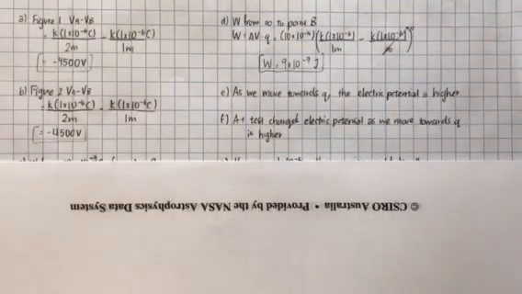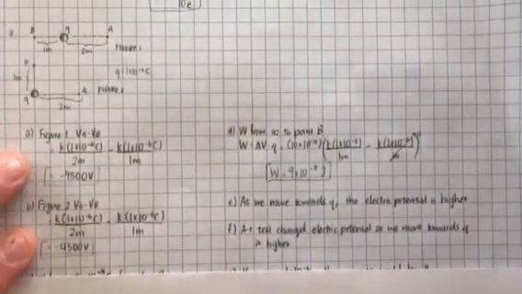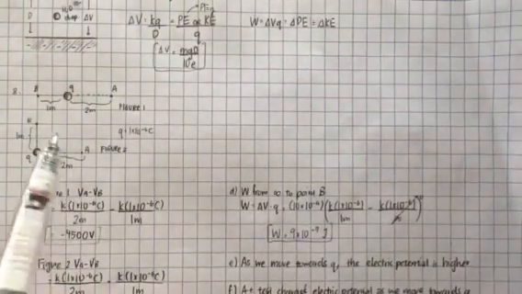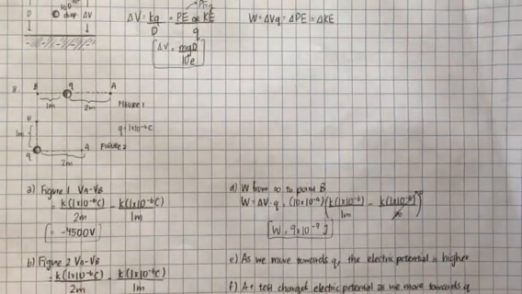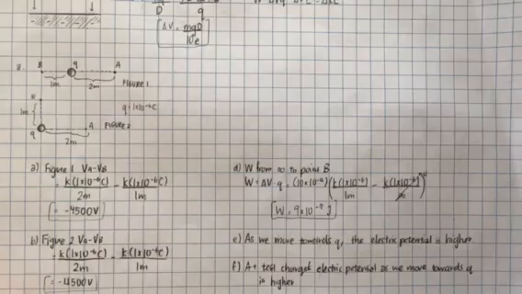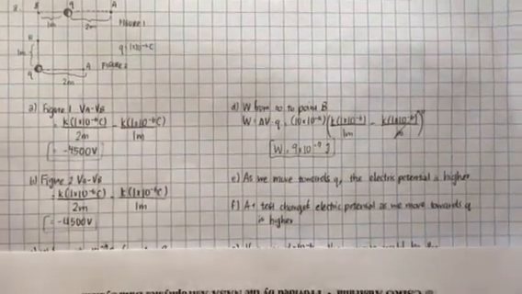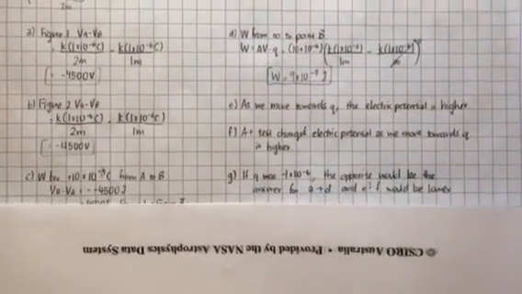Alright, so part C asks us to find the work done moving a positive 10 nanocoulomb charge from A to B in figure 1 and then for figure 2. So already I'm going to assume that the answer for figure 1 and figure 2 is the same because we saw that the answers for A and B were the same also. So I'm just going to solve for one of them. I'm going to use figure 1 just because it makes my life simpler. And then part C.